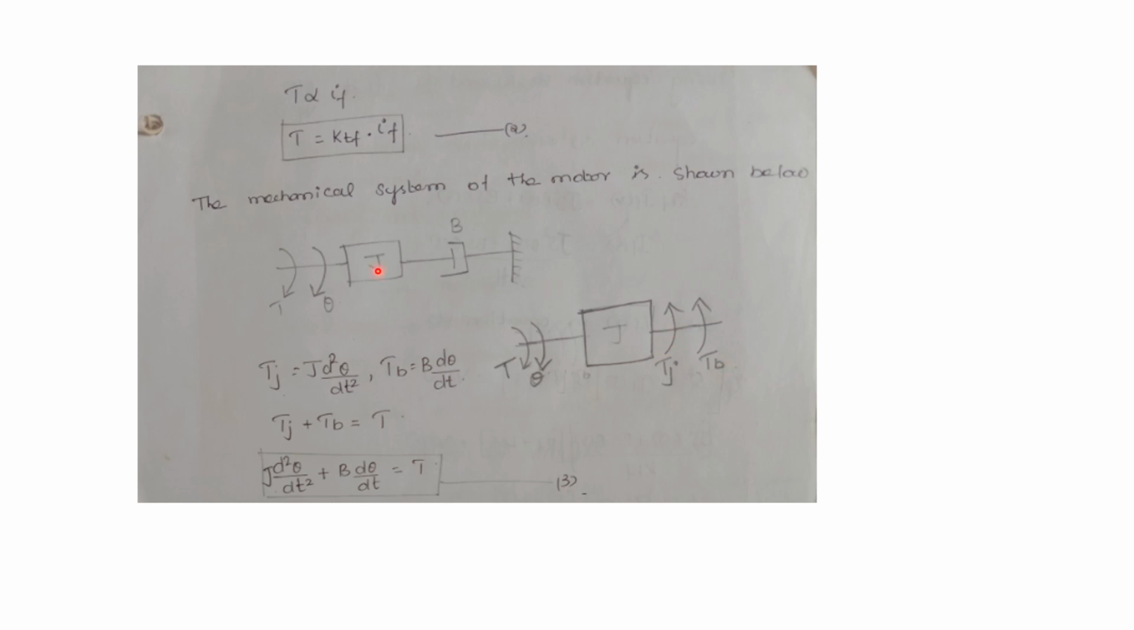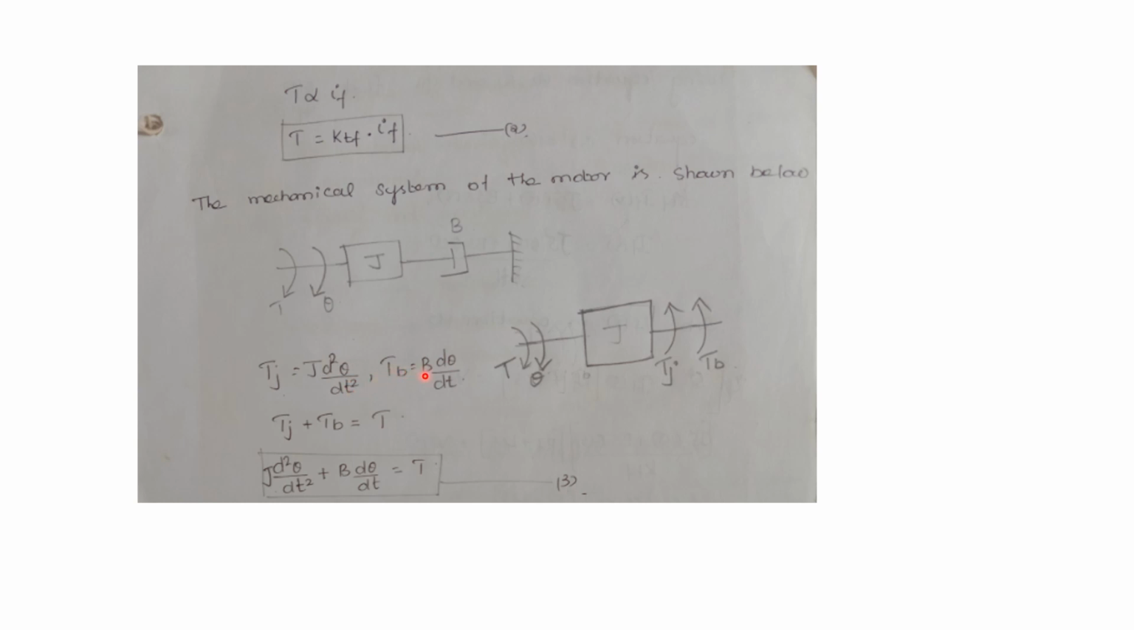For this J, its own opposing torque will be Tj. Then only one element is connected with this J, that is B. So the corresponding opposing torque will be TB. All the opposing torques should be in the opposite direction to the applied torque. So now this will be the free body diagram. Now we can write the value of all the opposing forces. We know the formula Tj is equal to J into d square theta by dt square. Here the displacement is theta, so we can write d square theta by dt square.